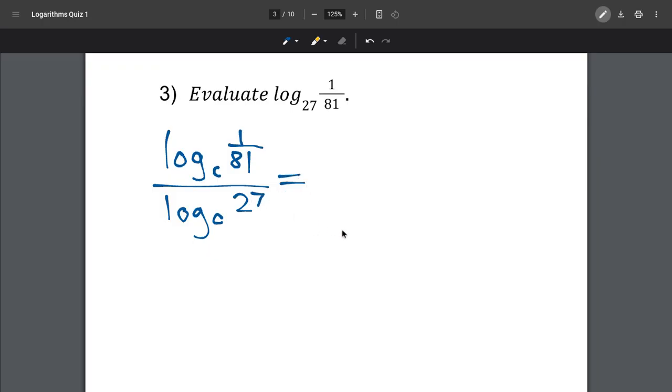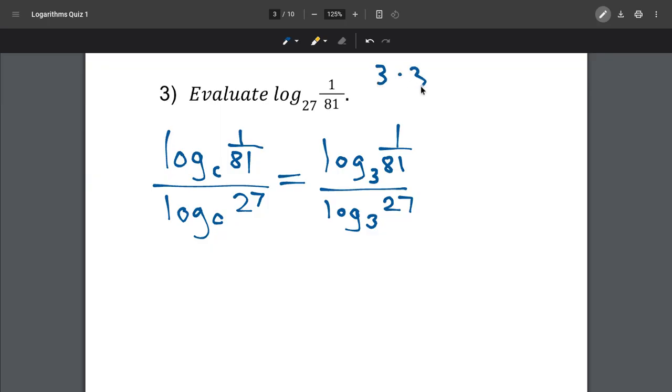Now I want to pick a number that can multiply by itself to get 81 and also 27. And that number happens to be 3. So I'm going to do log base 3 of 1 over 81 and over log base 3 of 27. Now we got to figure out how many 3's we multiply together to get 81. So let's start. So if I do 3 times 3, that's 9. Times 3 again, that gives me 27. Times 3 again, that gives me 81.